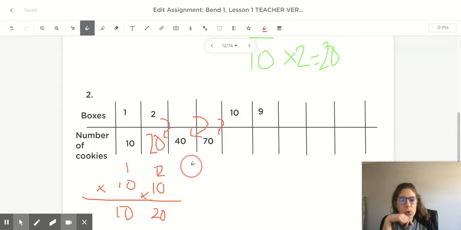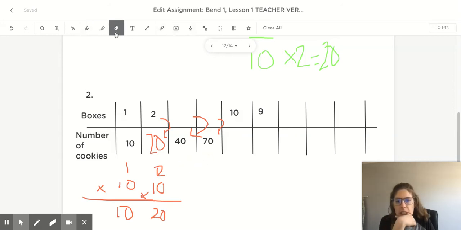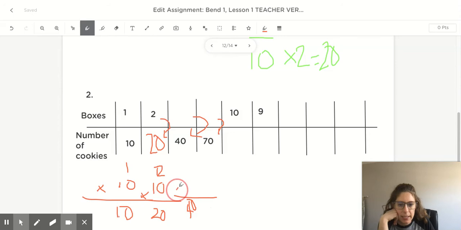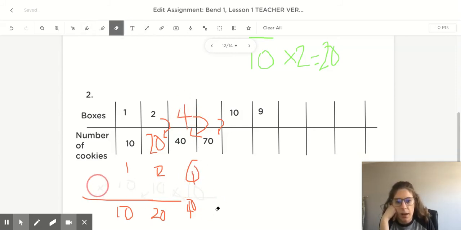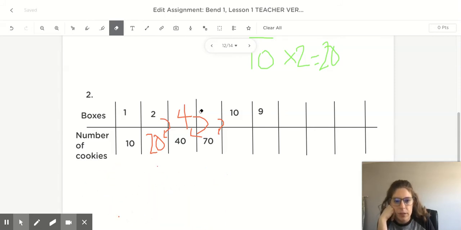Okay, so if I have 4 boxes, not 4 boxes. If I have 40 cookies, how many boxes do I have? Well, I can think of that by saying, what times 10 equals 40? 4 times 10 equals 40. So I have 4 boxes of cookies. If I keep going, let me see. I'm going to erase all this.